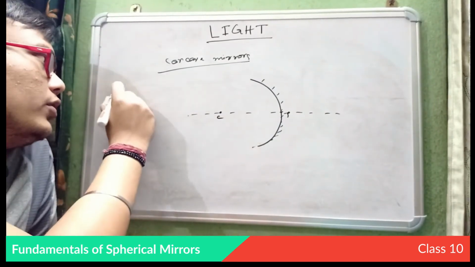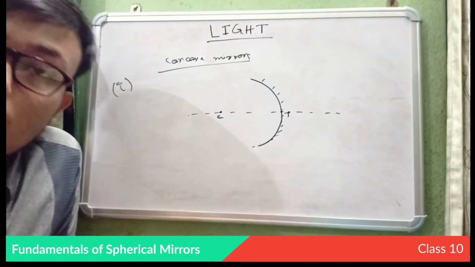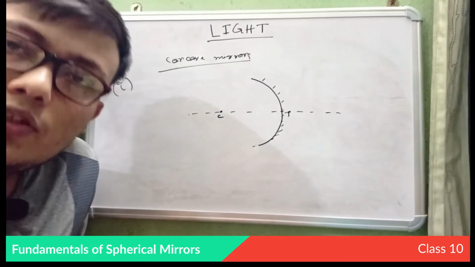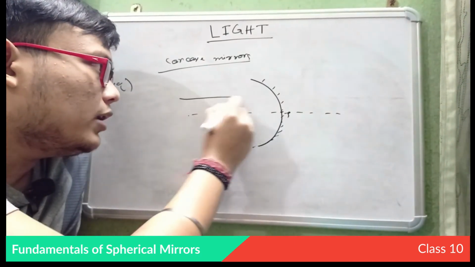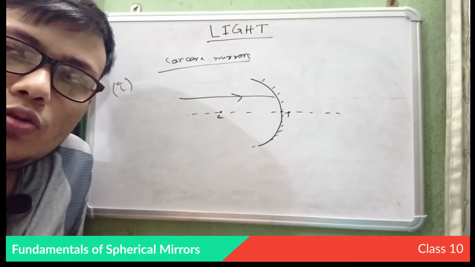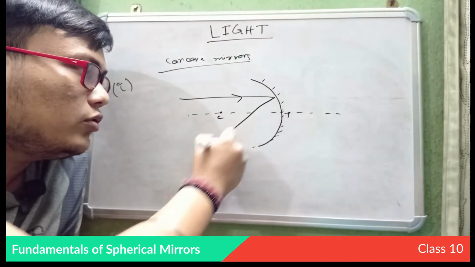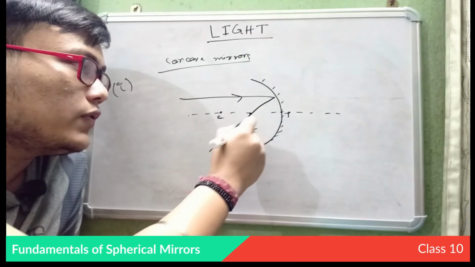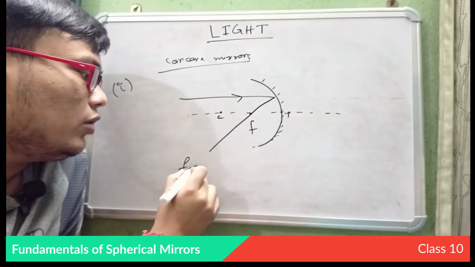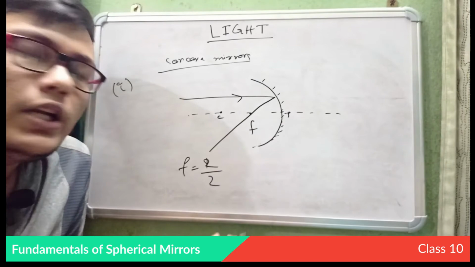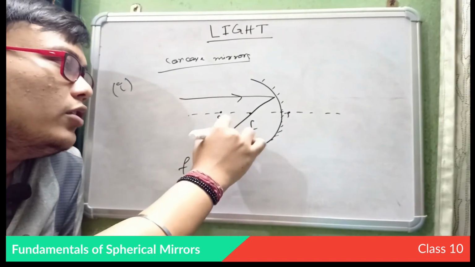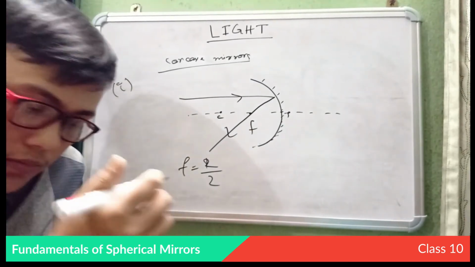Now the first scenario we have already discussed is that if the incident ray is parallel to the principal axis, the ray after reflection will pass through a point which is known as the focus, and the focus will always be half of the radius, right? This scenario I have already discussed.